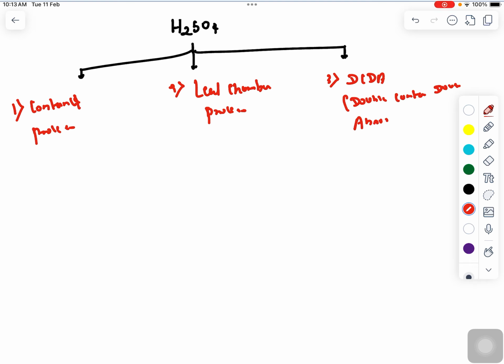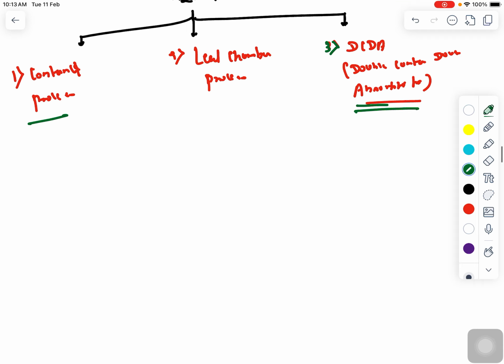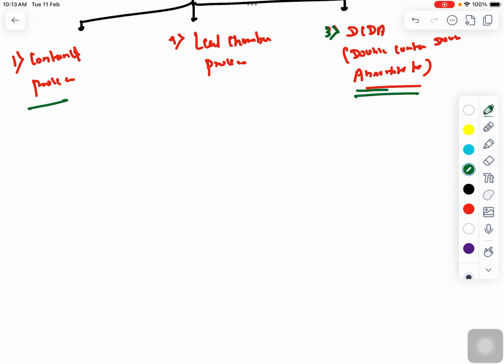double absorption process. This is just a modified version of the contact process only. The contact process and the DCDA process are very similar, but the difference is that two times absorption and two times contact is happening, right? So first I'll start with the contact process.